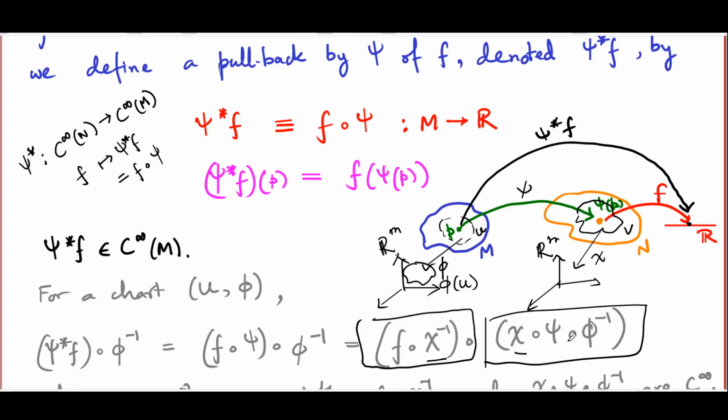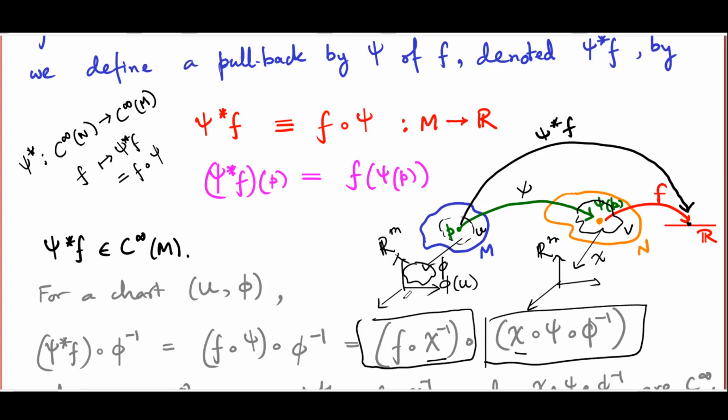But remember, the way in which we define the smooth function, a member of C infinity N, is for all charts v comma chi used on N, f composite chi inverse will be a C infinity function.